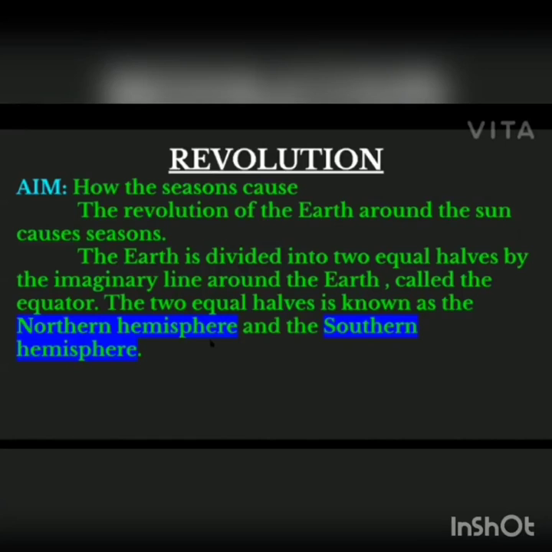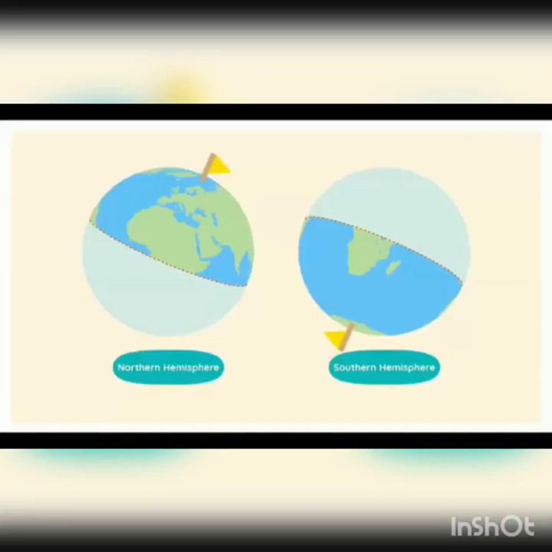The Earth is divided into two equal halves by an imaginary line around the Earth called the equator. The two equal halves are known as the northern hemisphere and the southern hemisphere. This is the picture showing the northern hemisphere and the southern hemisphere. This line in the middle of the Earth is called the equator.